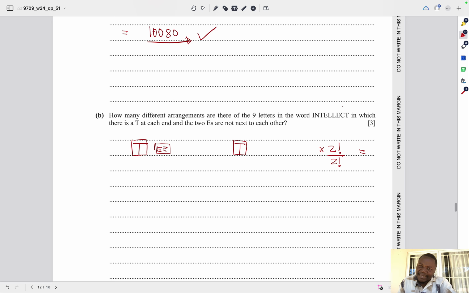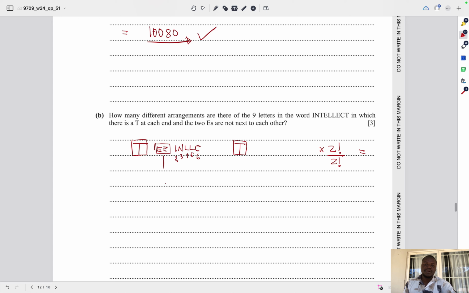So now in the word intellect, what else do we have if we remove the 2 E's and then the T's? So we are going to have I, N, and then the 2 L's, and the C. Okay, like that. So these are the only letters we are going to have. Now we must count these as 1, 2, 3, 4, 5, and 6. This is when we assume that the two E's are together.